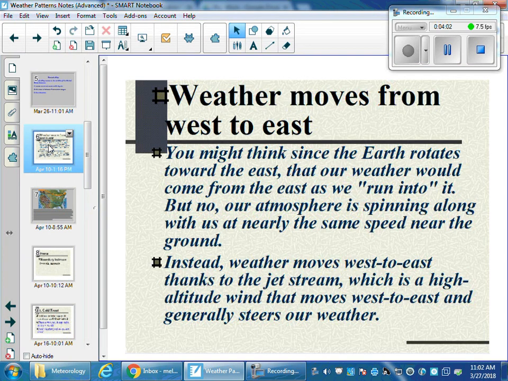One thing that we also need to know here is that weather moves from west to east. And you might think, since the Earth rotates towards the east, that our weather would come from the east as we run into it. But our atmosphere is spinning along with us at nearly the same speed near the ground. So that doesn't really impact the west to east movement. What does is the jet stream. The jet stream is the high altitude wind that moves west to east and generally steers our weather. So it moves from west to east because of the jet streams. It is very rare from where we are to have weather that comes from the east. That would be something that does not occur frequently because of the jet streams.